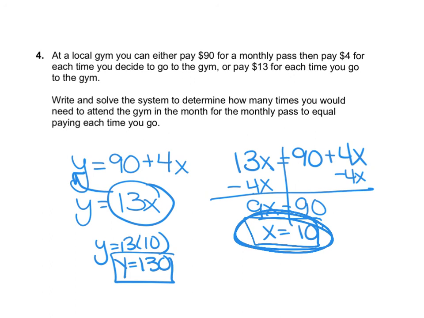Now, let's say that you go more than 10 times. Well, at that point, you'd know that you'd be saving some money. But let's say you just decided you wanted to go to the gym 2 times a month. Well, then you'd be paying a lot less than that total of $130. So after 10 visits, they will be equal. So in this lesson, we took a look at how to solve linear systems by substituting.